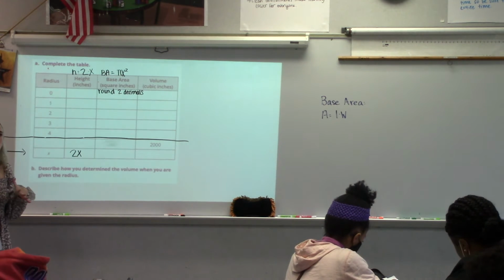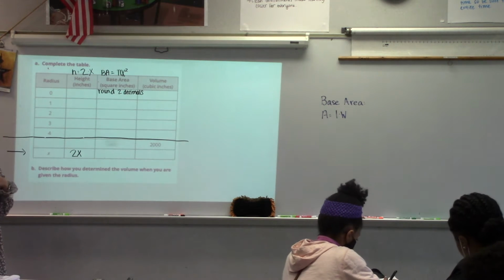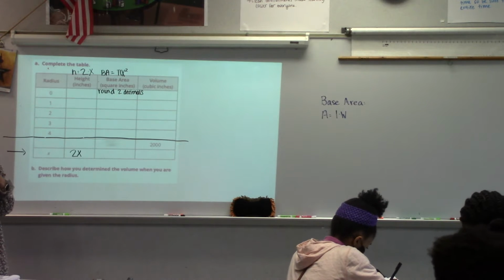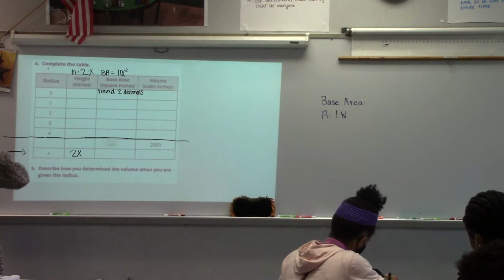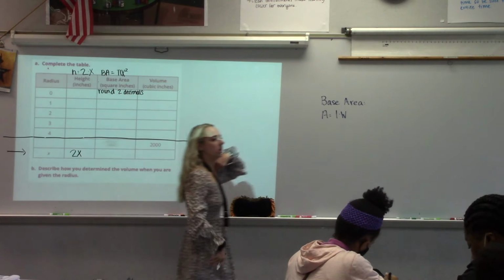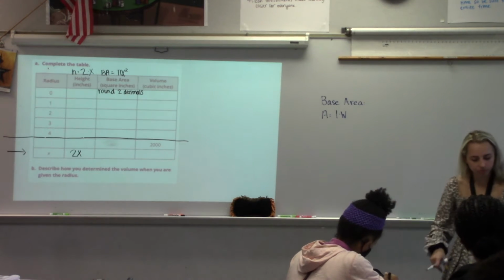Okay, is everybody good so far? Does that fix some misconception? Hold on. Y'all good counting? For the base area that y'all get: 0, 12.56, 113, and 201.